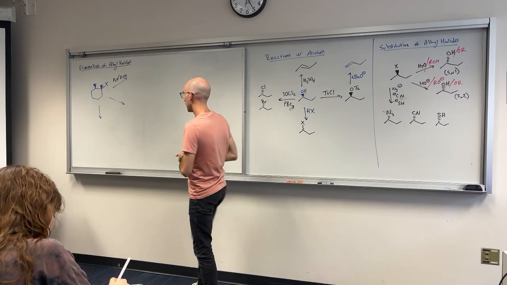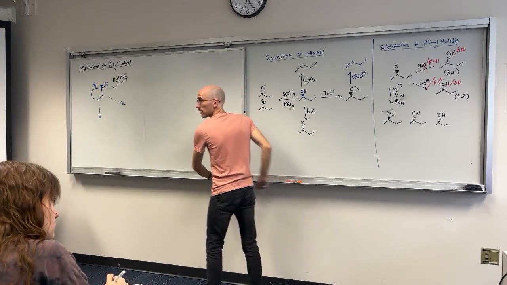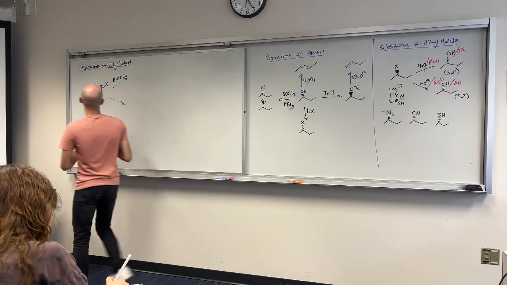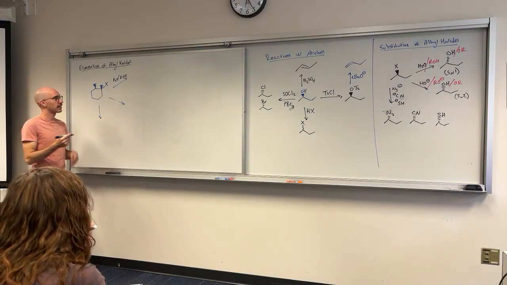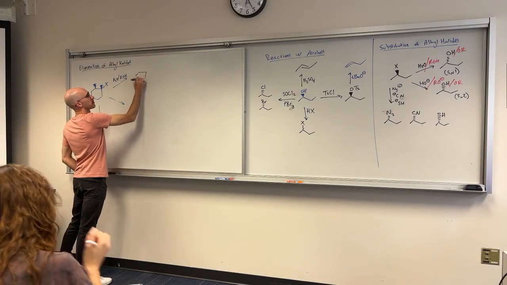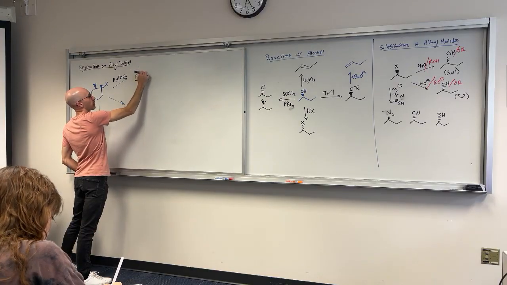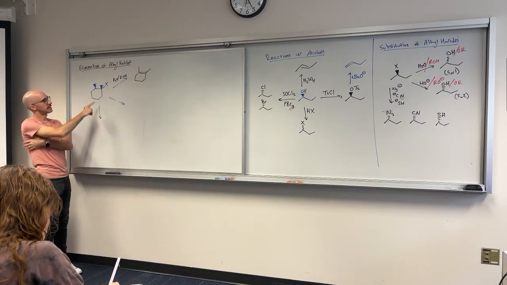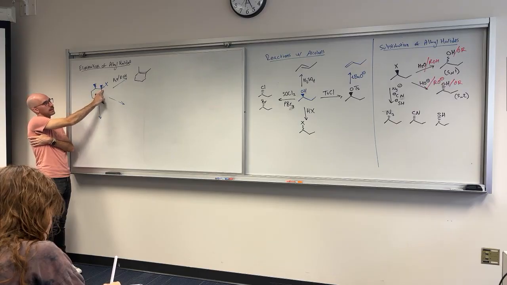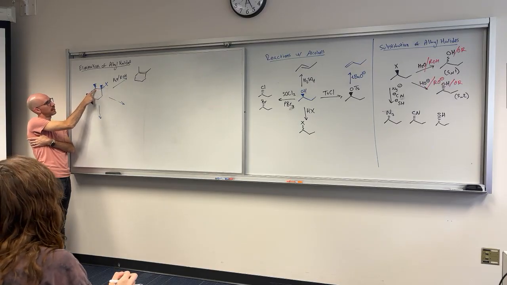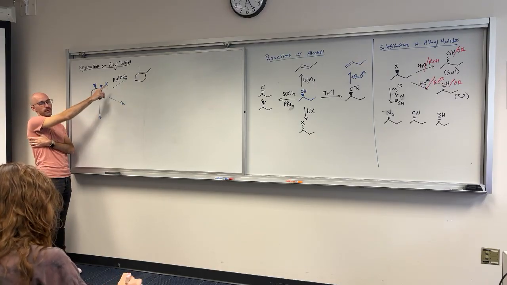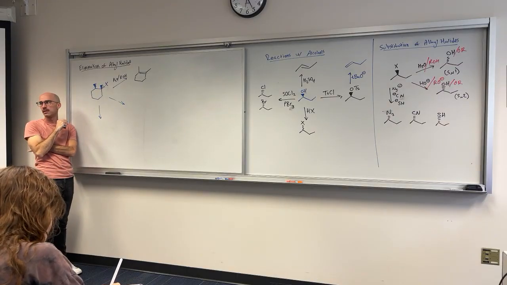Here, if I use something weak like water or an alcohol, I will get the most substituted elimination product possible. That's going to be between the leaving group position and the tertiary beta carbon, 1,2-dimethyl cyclohexene.